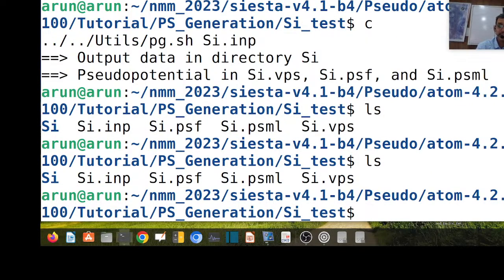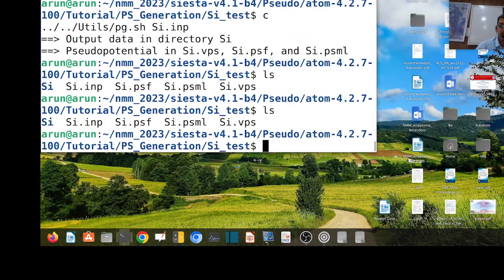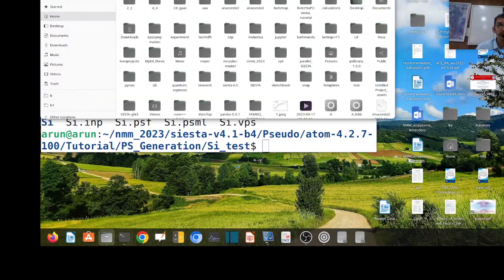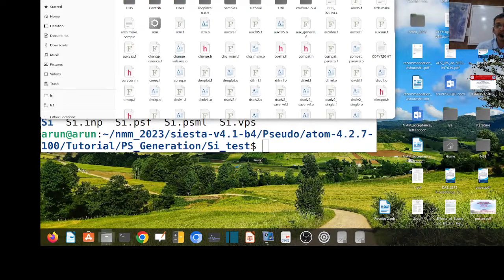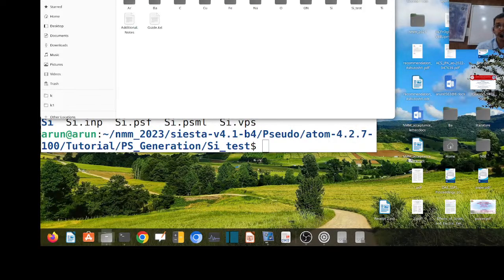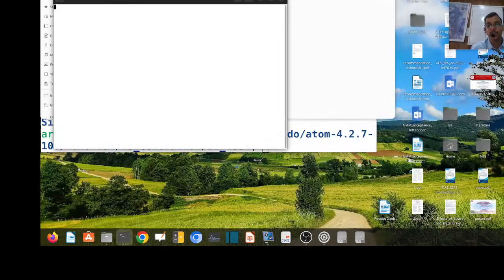Let us try to look at it. Let me go this way. It is pseudo, inside pseudo there is this one, and tutorials inside it is this one. Then yeah, this was there. This is the PSF file. It was generated. So let me open it first of all in the command line.